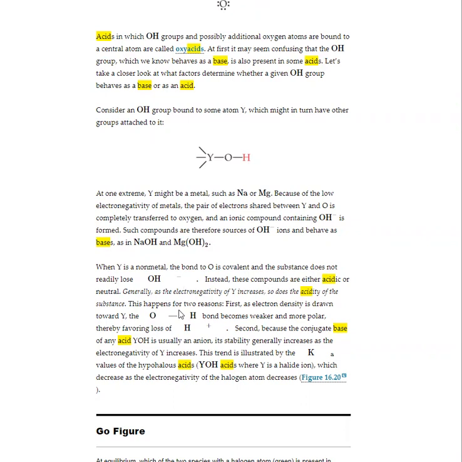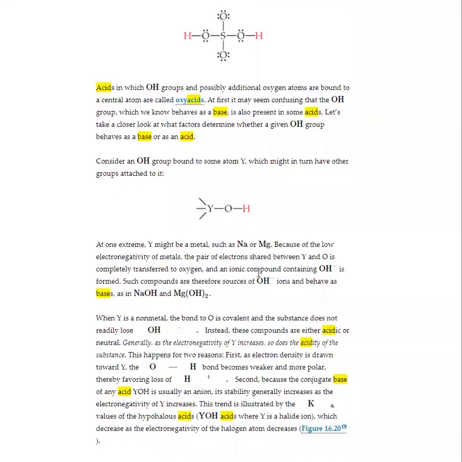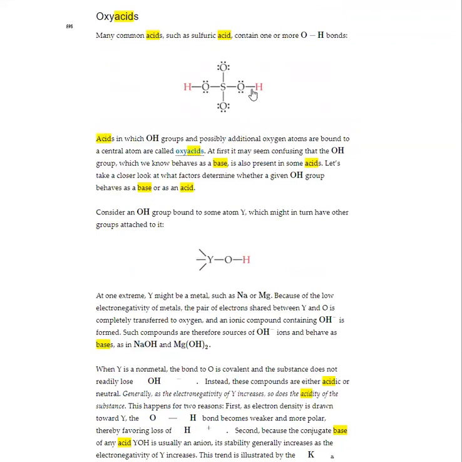Okay, so this is just talking about the structure of oxyacids. This happens for 2 reasons. First, the electron density is drawn. So we'll look at something like H2SO4, sulfuric acid, which is a very strong acid. You'll see the hydrogens bonded to the oxygen here. You'll have the OH bond.